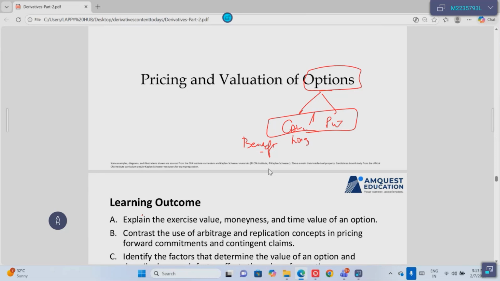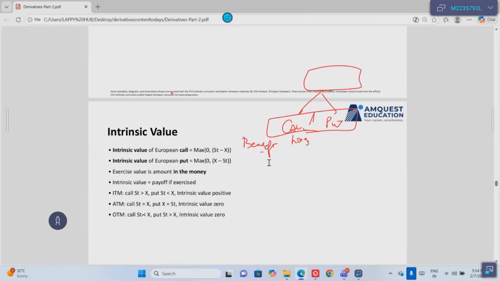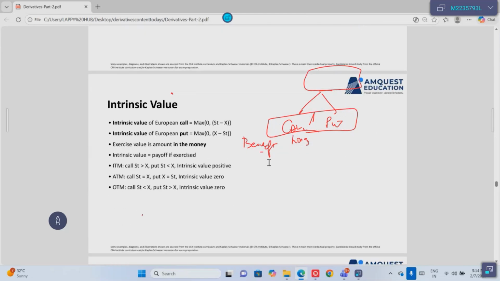Now here, it's not as easy as pricing. Here you have to find out the value based on the underlying and the number of days. Clear? So we look at certain concepts here, like expiry value, moneyness, time value, and so on. We look at arbitrage, obviously, and the value of an option. Let's quickly look at the moneyness part and then we'll take a break.